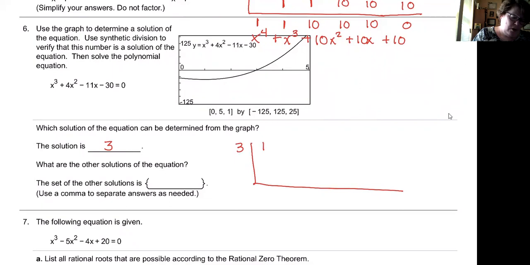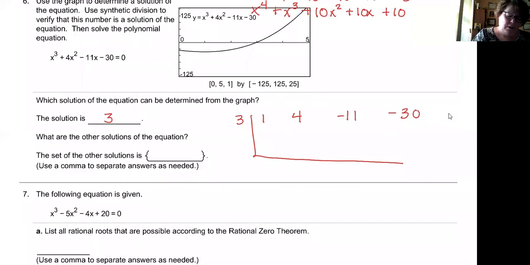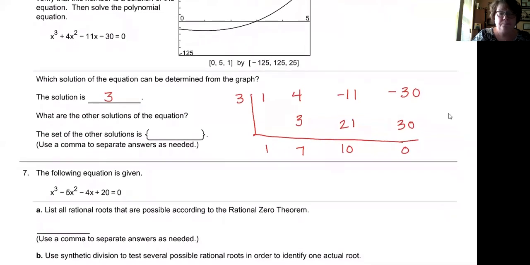So I'm going to write down the coefficients in my dividend. Make sure I have those written down correctly. Looks good. Bring the 1 straight down. 1 times 3 is 3. 4 plus 3 is 7. 7 times 3 is 21. Minus 11 plus 21 is 10. 10 times 3 is 30. And my remainder is 0, which is what I expected to happen.